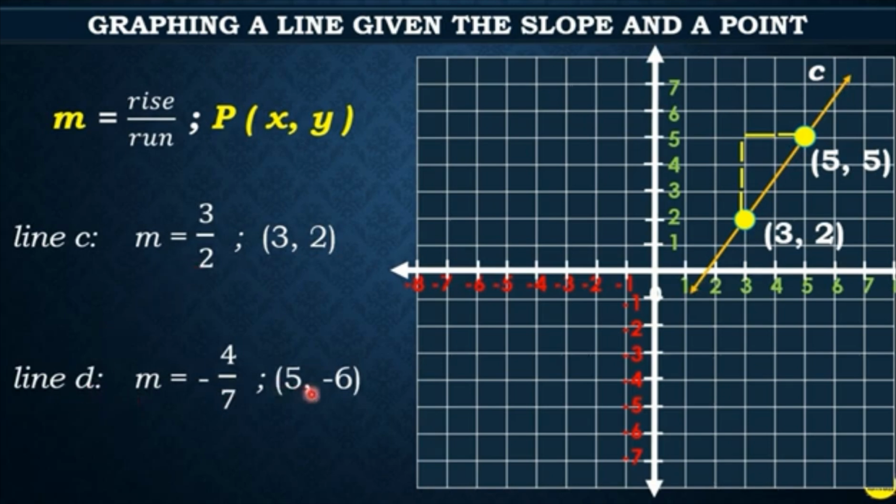Another, so I have here 5, negative 6. So we will plot first 5, negative 6. So ito yung 5. Negative 6. So, it must be here. Okay. Now, after plotting your point, let's do the rise over run.